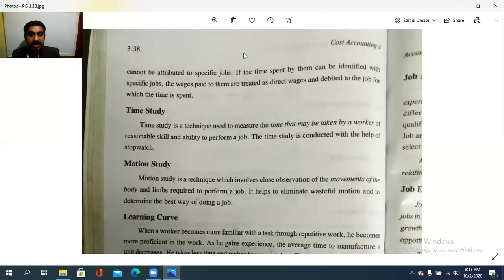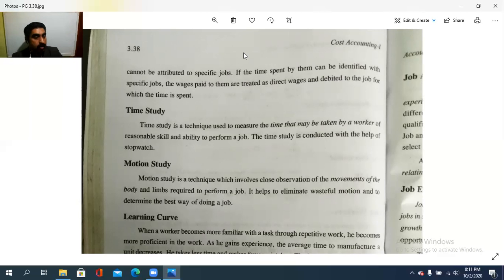ഇത് ഒബ്സർവിംഗ് ദ വർക്കർ. So motion study is a technique that involves close observation of the movements of the body and limbs required to perform a job. It helps to eliminate the wasteful motion and to determine the best way of doing the job.